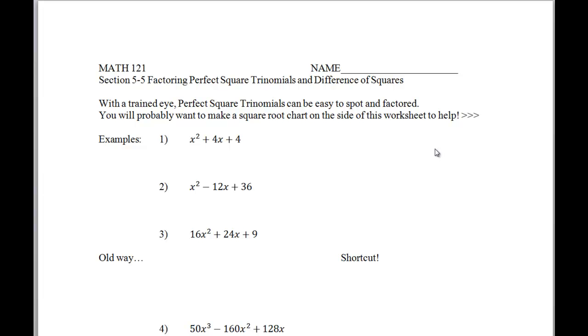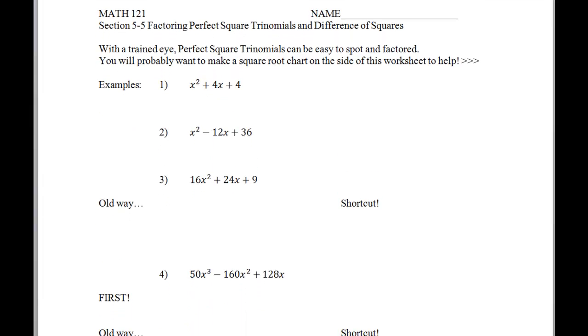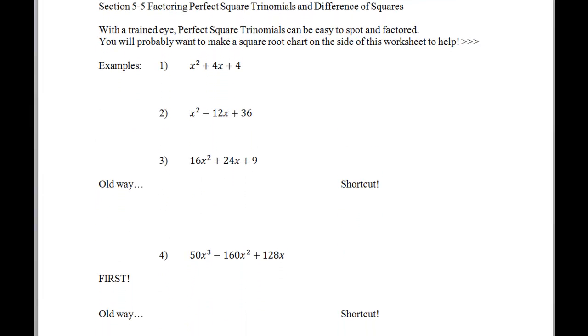This is Mr. Anderson for Kellogg Community College, and we're going to be talking about Section 5 of Chapter 5, Factoring Perfect Square Trinomials and the Difference of Squares. Now, I just want to say straight off the bat that recognizing perfect square trinomials isn't really a necessary skill, but it is a skill that will actually make your work a little bit quicker.